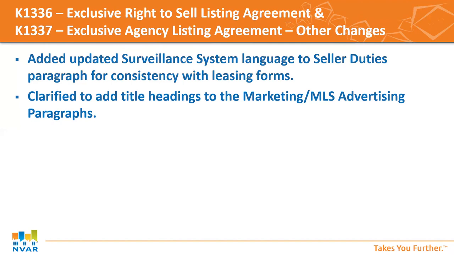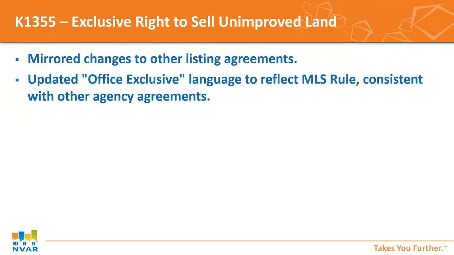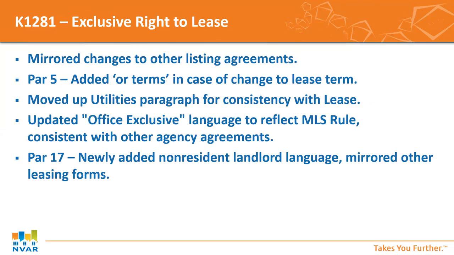Okay. Other things in the listing agreement that we have updated, and I will get to the buyer agreement in a second. We've just clarified paragraph 10, the marketing paragraph, and added some title headings to make it a bit cleaner. And we've added that same surveillance system language in here. For exclusive right to lease, we updated the non-resident language as well. We've moved up the utilities paragraph just for consistency's sake, and updated the office exclusive language as well. So just some mirroring consistency changes, nothing too comprehensive that should change your day-to-day.